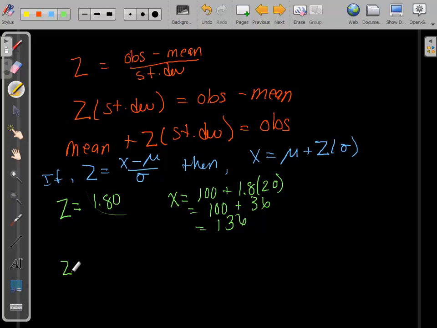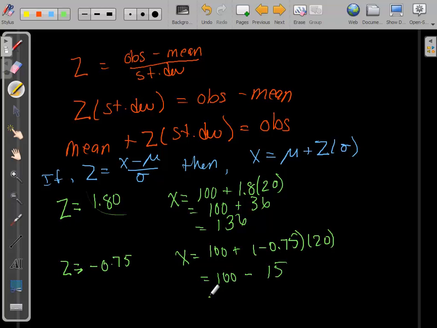Okay, now let's say we had a z of negative 0.75, so we're three-quarters of a standard deviation below the mean. Well, then our x value is going to be 100 plus negative 0.75 times 20, which is 100 minus 15, or 85. So a negative z-score corresponds with a value that's less than the mean. Again, we're going to pause the video and I'll let you run through some of these computations and check your work.